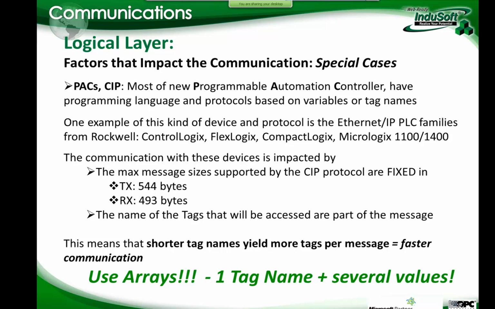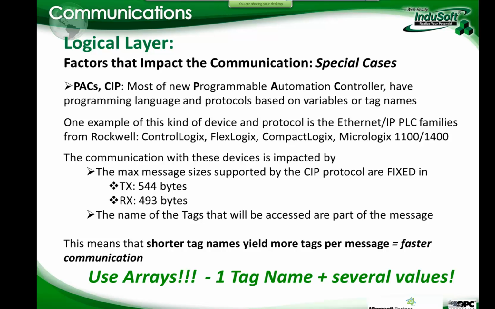One example is the Rockwell ControlLogix and CompactLogix, which use the CIP protocol, and the size of the message you can exchange is fixed by the protocol. I can send 544 bytes, and I can receive only 493 bytes. So this impacts how many messages I am going to exchange, depending on the names of the tags that I have on the PLC. The larger the name, the more bytes I'm using in my message only to put the name of the tag.